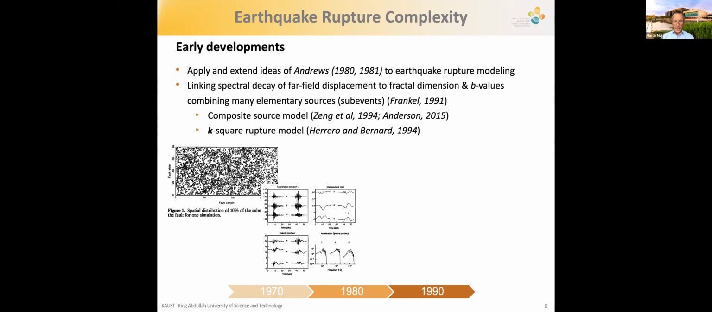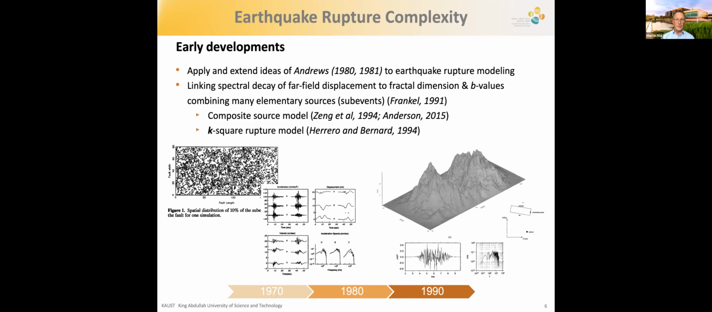And an additional way to do this was actually using the so-called K-square rupture model that Herrera and Bernard put forward in 1994, following the ideas of Joe Andrews. And with that, they were able to compute realistic seismograms out to frequencies of, let's say, 5 Hertz or so.